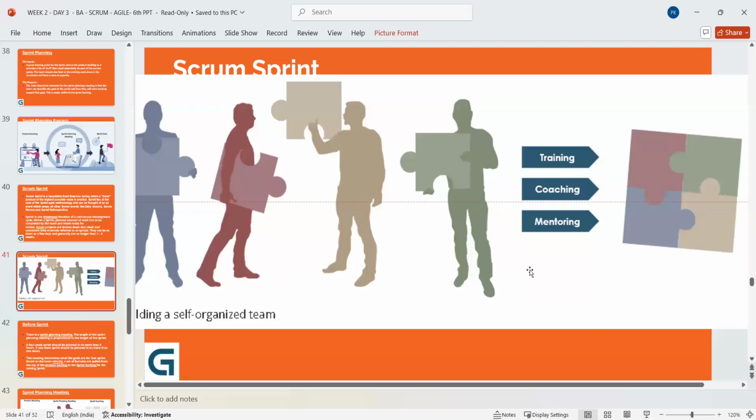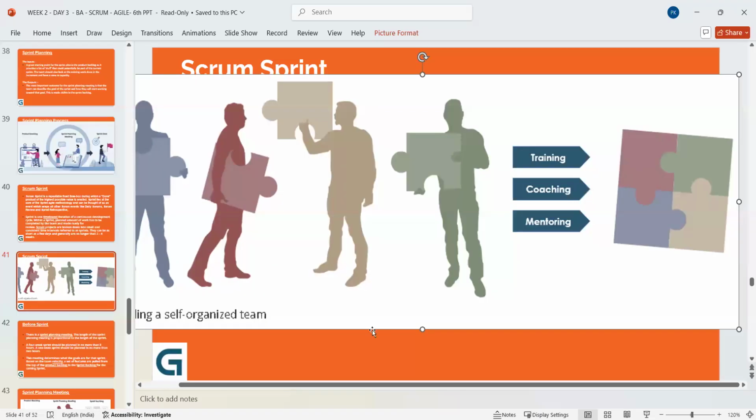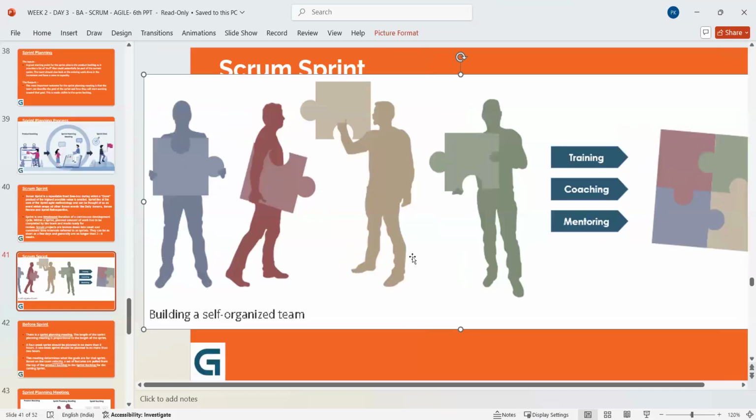So training, coaching, mentoring. These are all highly skilled people, building a self-organizing team. That means you don't need a manager, you don't need a person to manage them or look after them. They are self-sufficient, self-reliant, highly motivated, and they are the best of the best which you have to work with. Everybody with me on this?